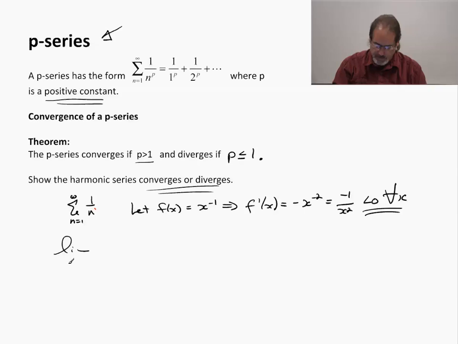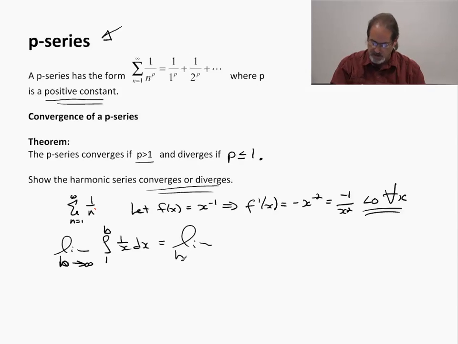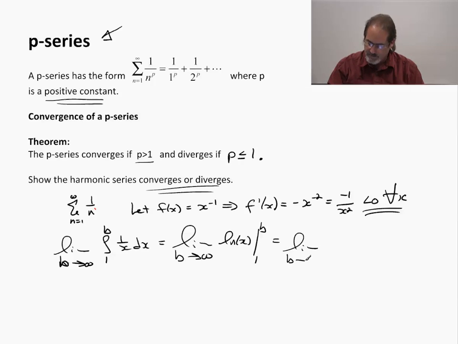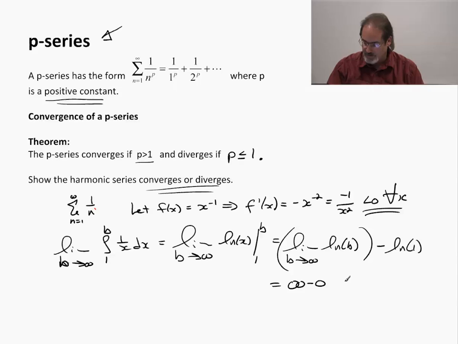So I need to take a look at the limit as b goes to infinity of the integral from 1 to b of 1 over x dx, which is equal to the limit as b goes to infinity of ln x evaluated from 1 to b, which is equal to the limit as b goes to infinity of ln b minus ln of 1. Well, this goes to infinity, so this is infinity minus 0. So obviously that's infinite. Therefore, the integral is divergent.